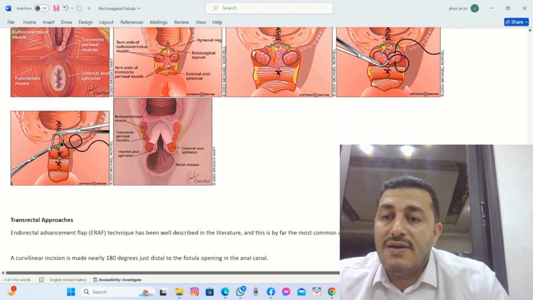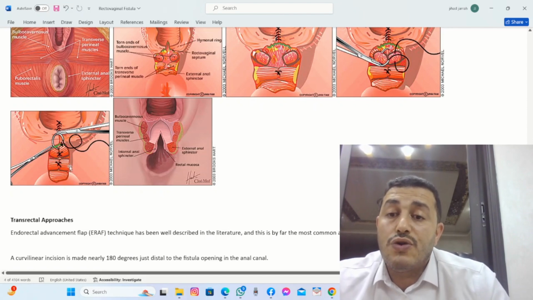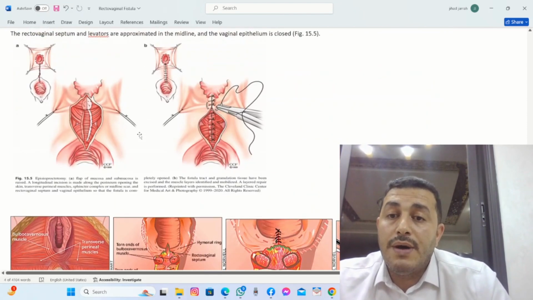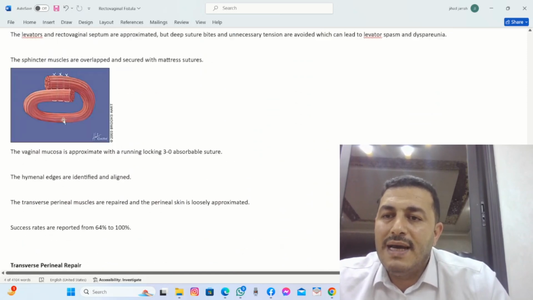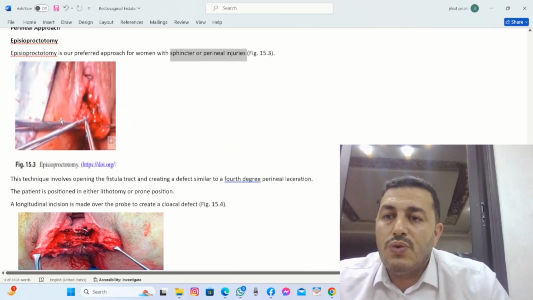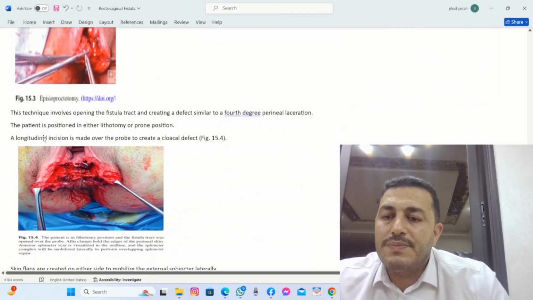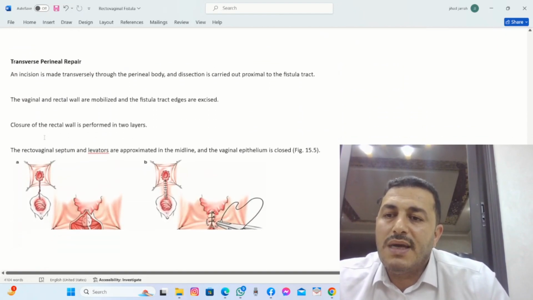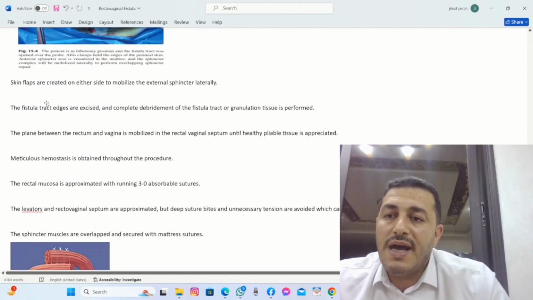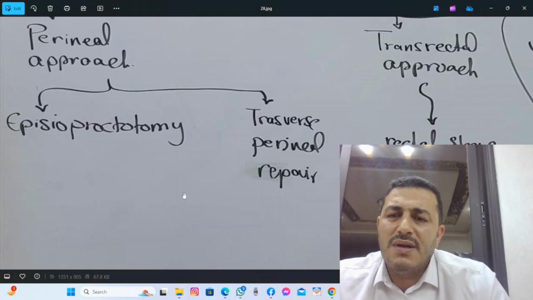We said if we have a gaping introitus, we can do some tightening through this approach. If we have fecal incontinence or sphincter injury, we can repair it through this approach. But I want to add, I don't want to disturb you, that the two transperineal approaches, the transverse perineal repair and episioproctotomy, are technically different in mechanism, but they are similar to each other.